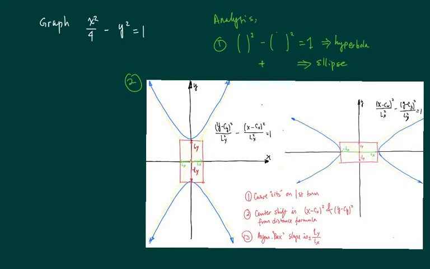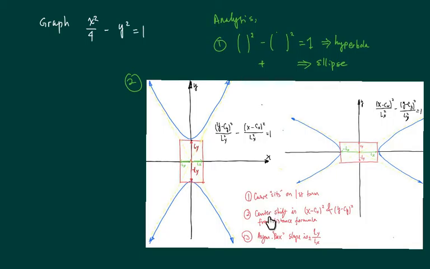The first one, the curve always sits on the first term. By that we mean that if the y squared term comes first, because since this is subtraction, it matters which one comes first. If the y term comes first, then the curve sits on the y. If the x term comes first, then the curve sits on the x.